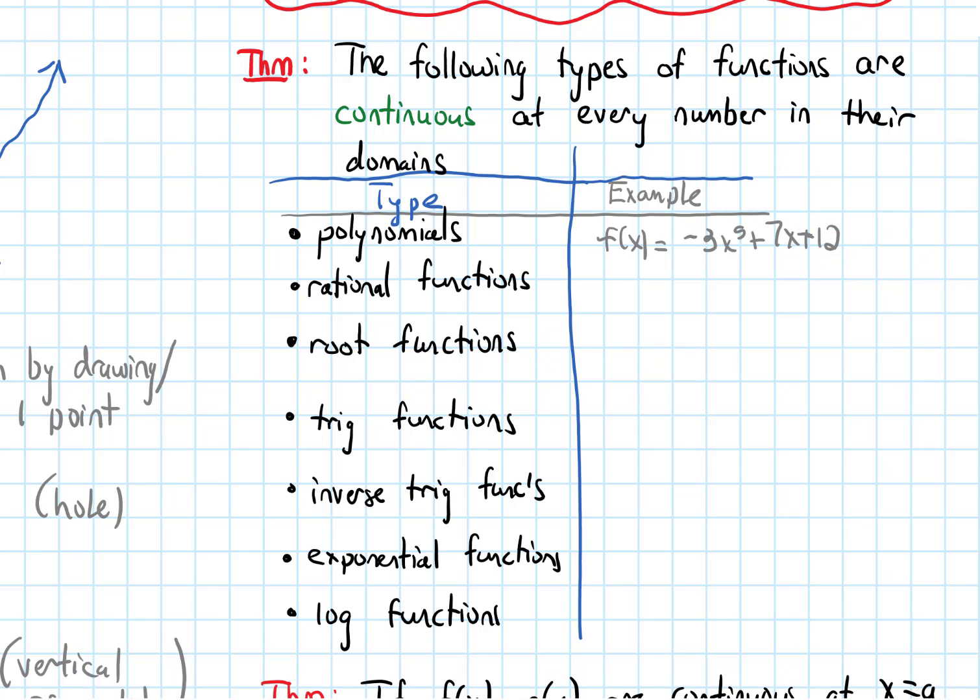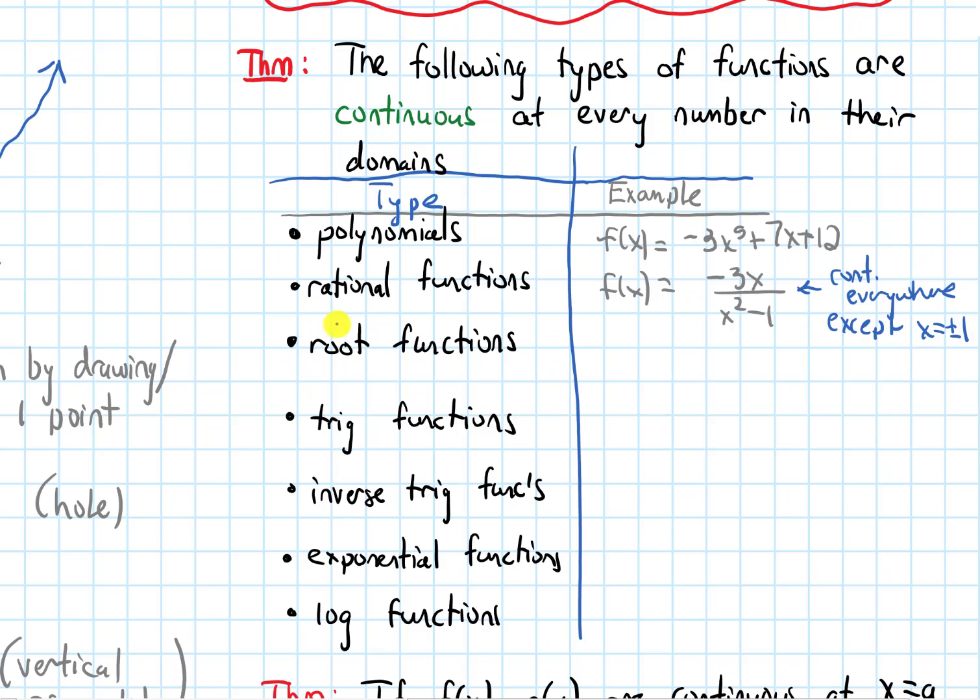Rational functions as well. Rational functions are polynomials divided by polynomials. So for example, something like negative 3x over x squared minus 1. That'll be continuous at every number in its domain. So real quick, this one is going to be continuous everywhere except the numbers that are not in the domain, which are the things that make this denominator 0, and those are x equals plus or minus 1.